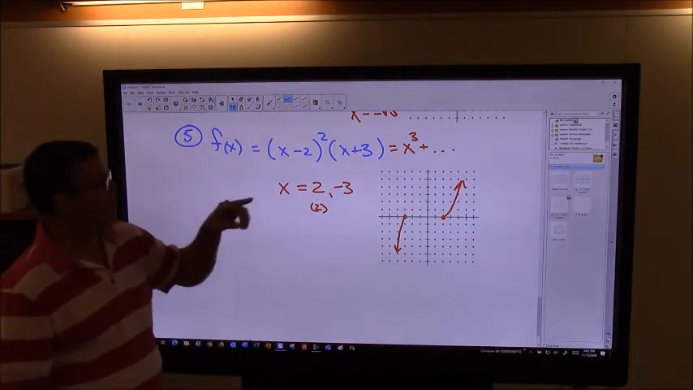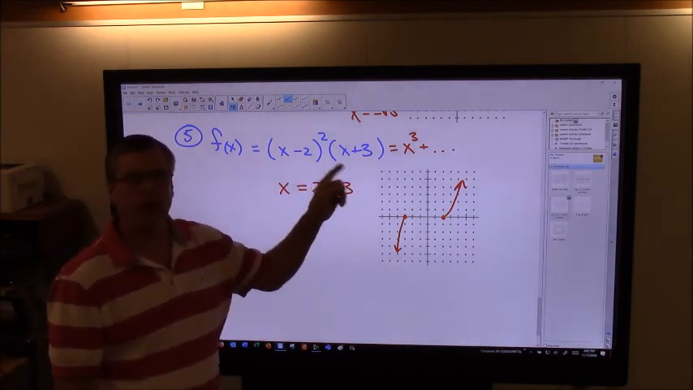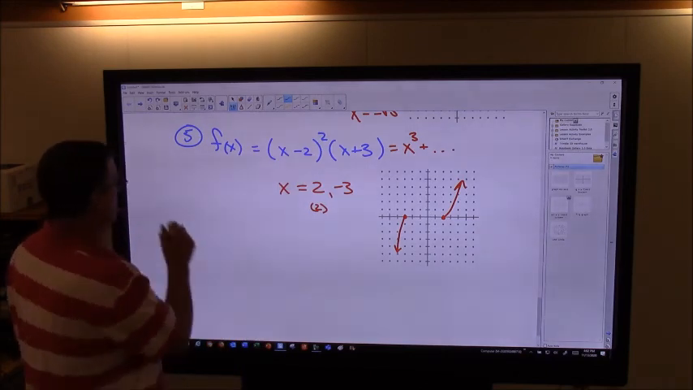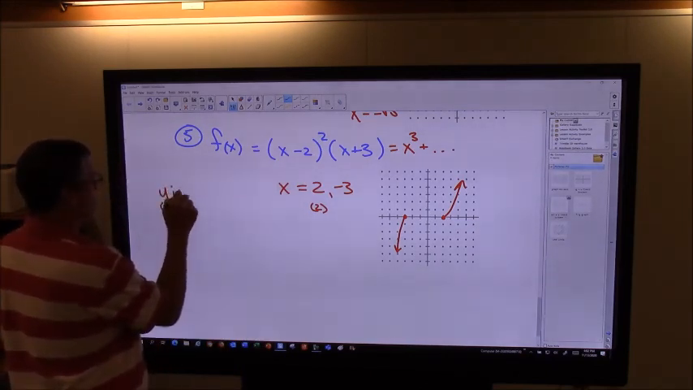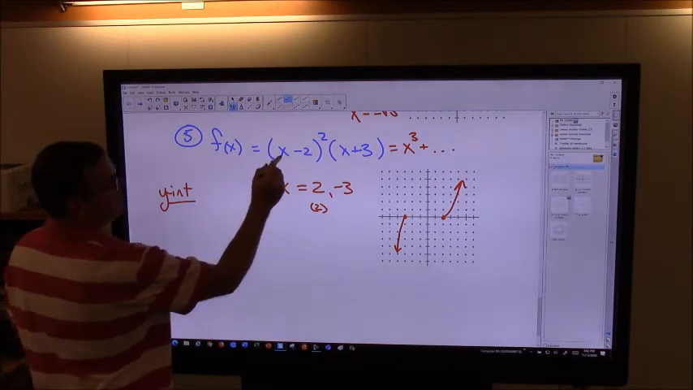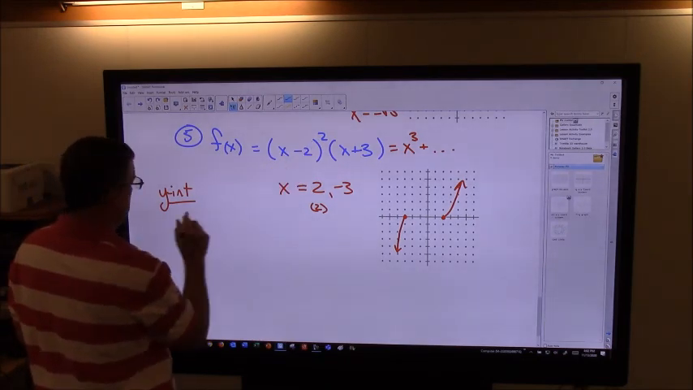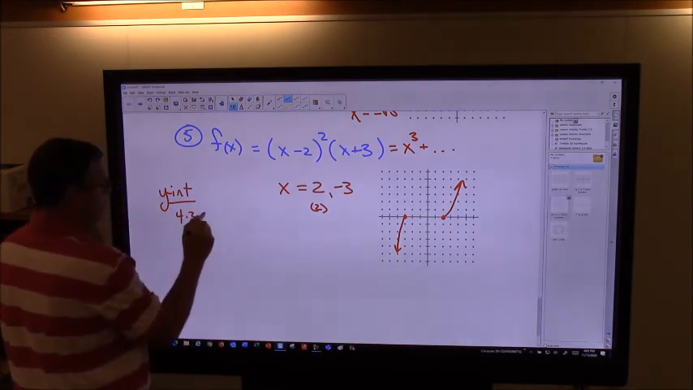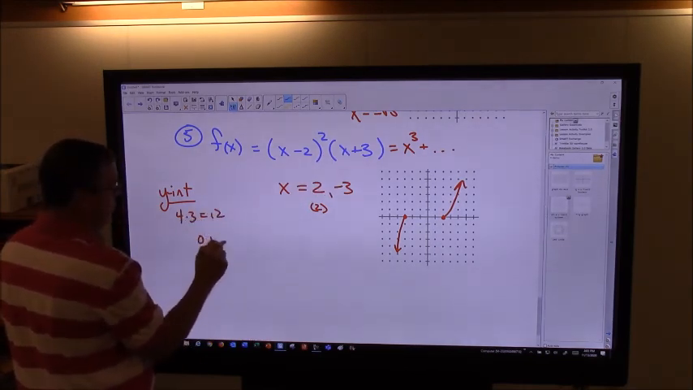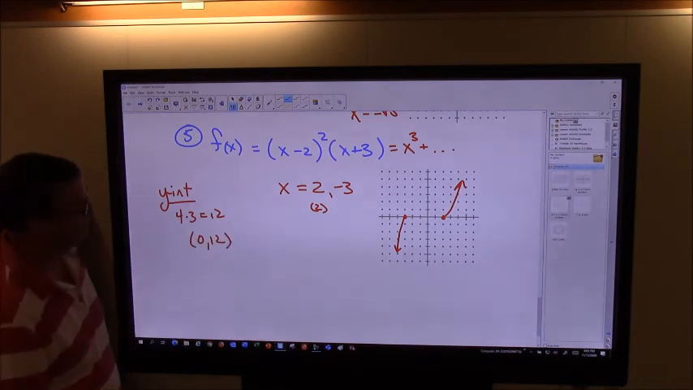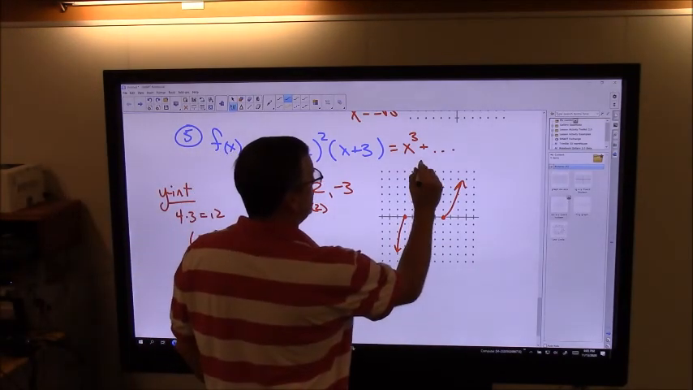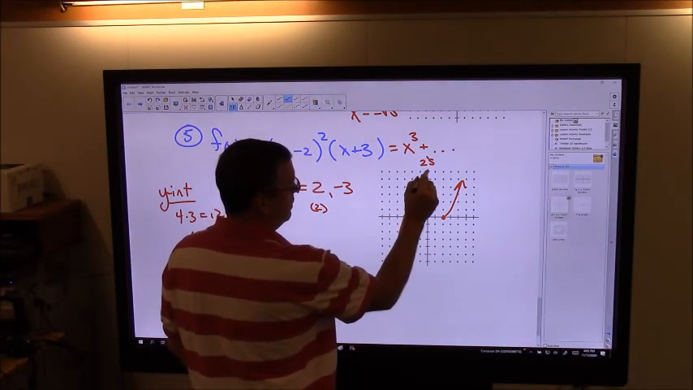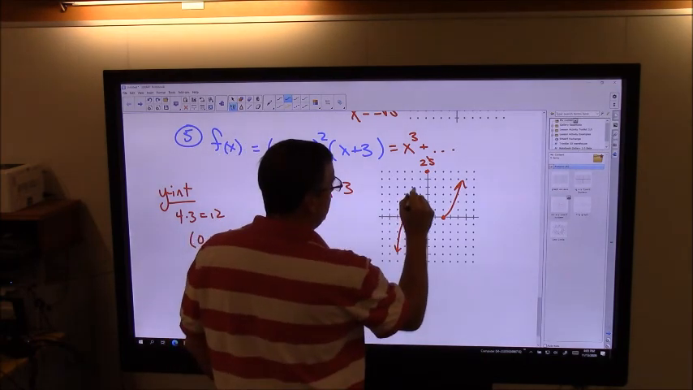The other thing that I could check is, what's my y-intercept? If I plug a 0 into here, what do I get? Well, put a 0 here, you got negative 2 squared. That's 4 times 3. That's 12, so 0 comma 12, there's my y-intercept. So let's just say we're going to count by 2's. That's 2, 4, 6, 8, 10, 12. I got to hit this point. So here's what my graph looks like.